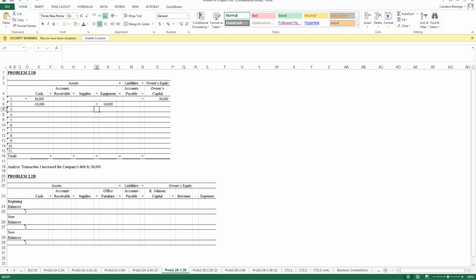Next one, purchase $6,000 of additional equipment on credit. On credit means that we are going to pay them at some point in the future. So our equipment has to go up and our accounts payable has to go up.